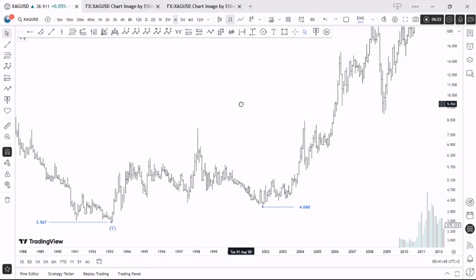Now the question is here, do I see a pattern I recognize? Well, here I believe I do. Why? Because in this case, I believe I'm looking at an impulse beginning from this low right here. Why am I thinking that way? Well, let me show you. I think here I can see 5 waves, 1, 2, 3, 4, 5.